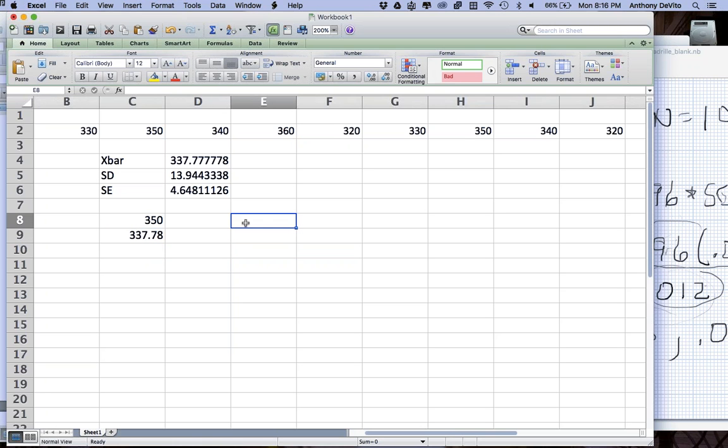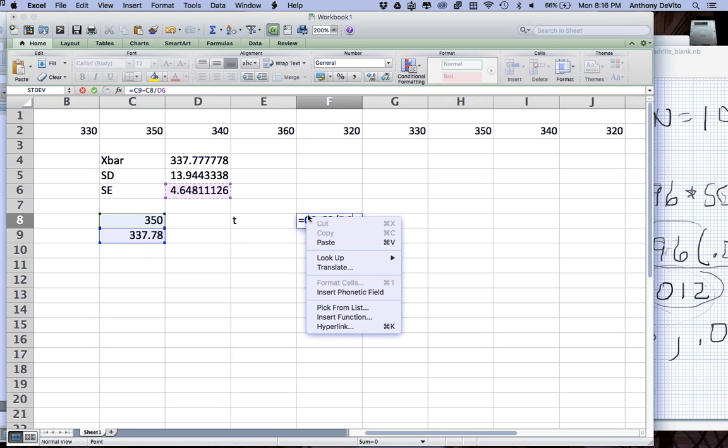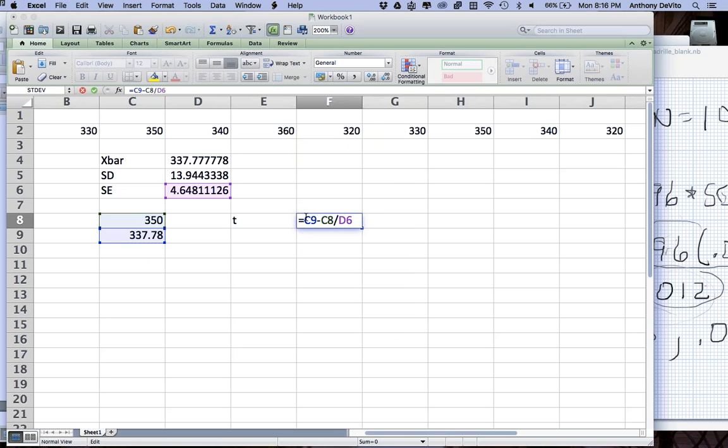I'm going to calculate the t-score, the number of standard deviations apart. That's going to be equal to x bar, the value that I calculated, minus the mean that I'm comparing it to, divided by the standard error. Okay, I'm going to put this in parentheses. Okay, hit enter. And I see that my two values are 2.6 standard errors apart.